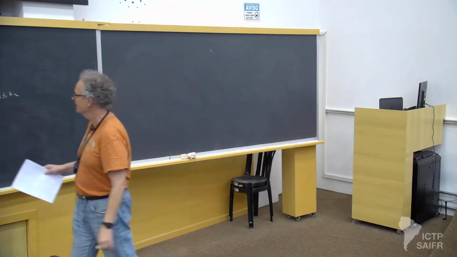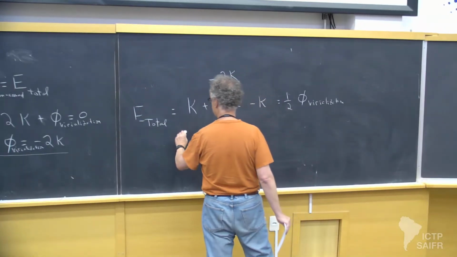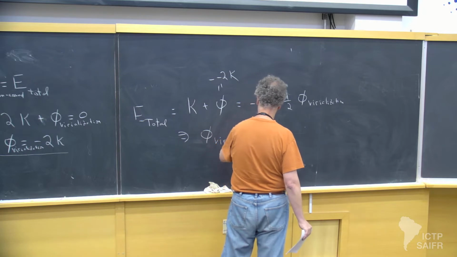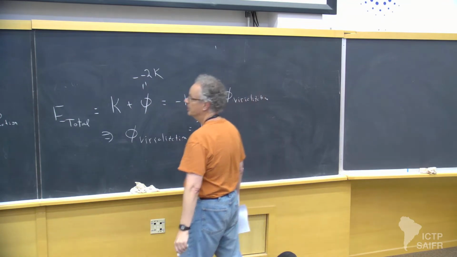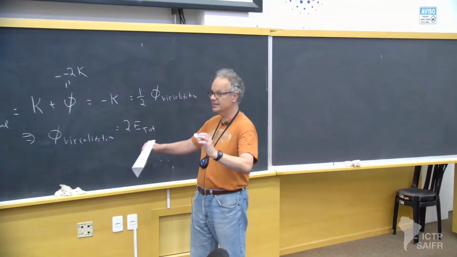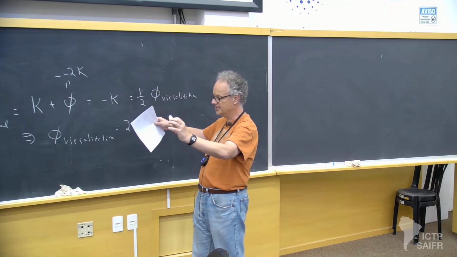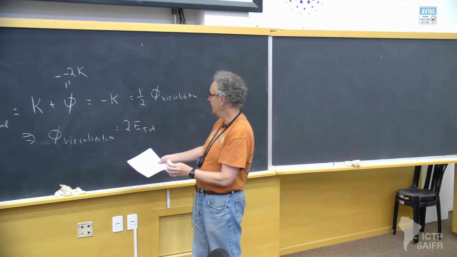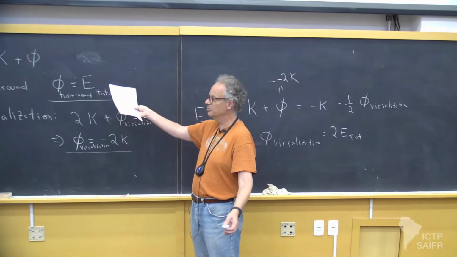Do you understand this? Sorry, I was confusing. What this means is that phi at virialization, something very simple, is twice the total energy, as compared to phi at turnaround, which is the total energy. So what happens is that when the perturbation stops and starts to contract, the potential energy increases. And at virialization, it is twice as much as at turnaround. That's all I want to say.